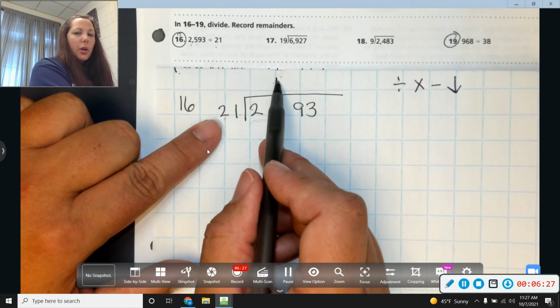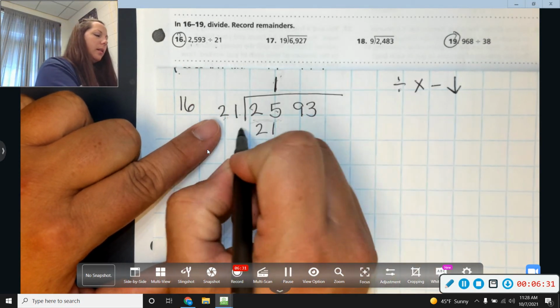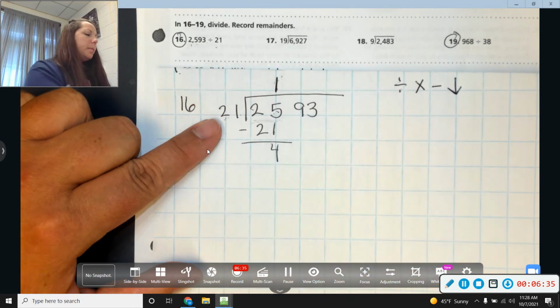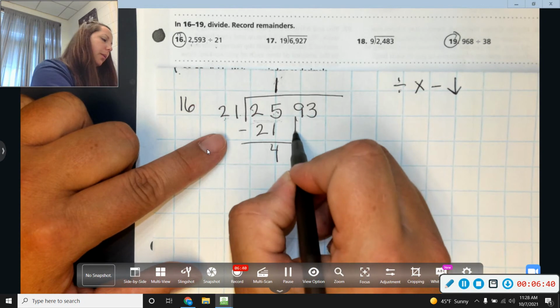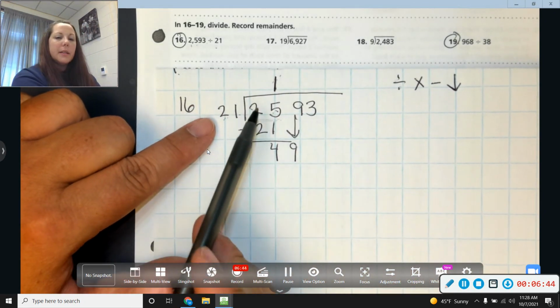Okay? So now I times. 1 times 21 is 21. Now I subtract. 5 minus 1 is 4. 2 minus 2 is 0. Now I bring down. So I'm going to bring down my 9. Now I'm back to dividing.